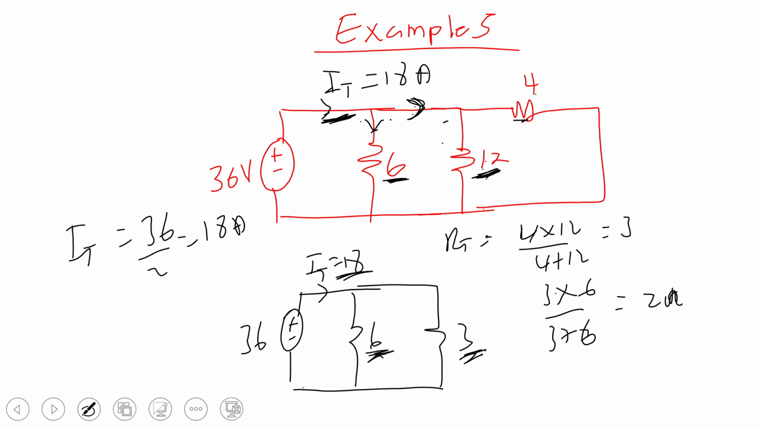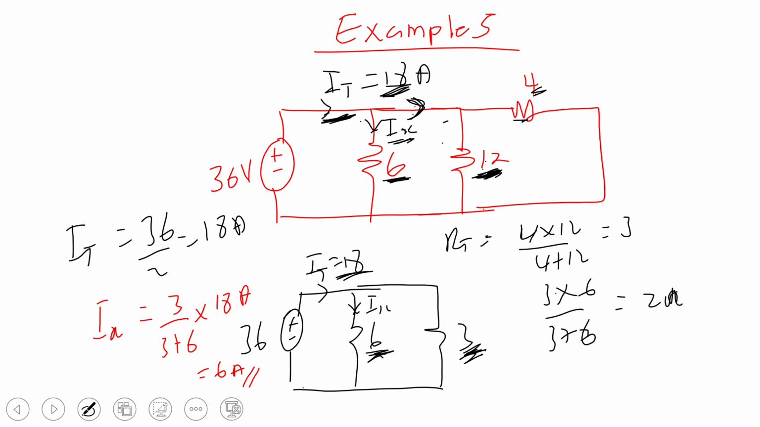So let's say in this question, we actually want to know the current in this 6, Ix. So here, after getting to know the 18, I'm not going to use 6 and 12 to know Ix. No, I have to put 4 and 12 together to get 3 before I'll be able to find Ix. I have to get only two things in parallel. So how do I get Ix now? So Ix is going to be 3 over 3 plus 6 times 18 amps, and that's going to give me 6 amps.